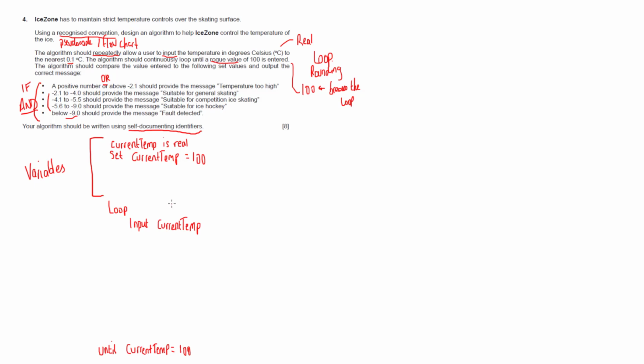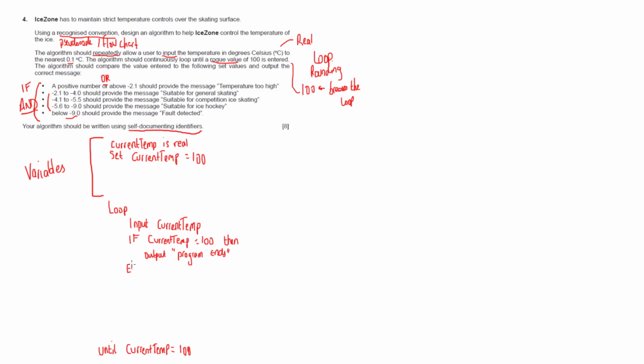So although it's set to 100 here, it's going to change down here. Now the user enters the current temp, and the first thing I'm going to do after they've inputted the current temp is I'm going to have a selection statement. I'm going to say if current temp is equal to 100, then output program ends. So if the current temp is equal to 100, then that's our rogue value. That's where we end our algorithm.